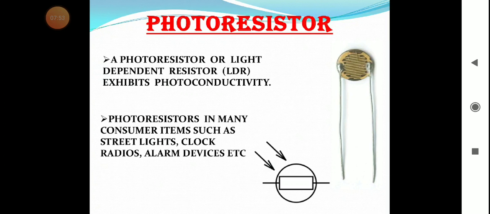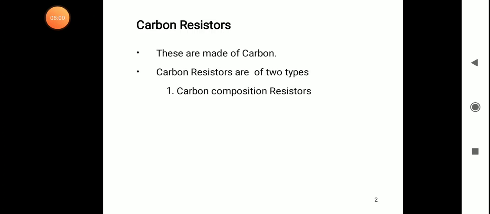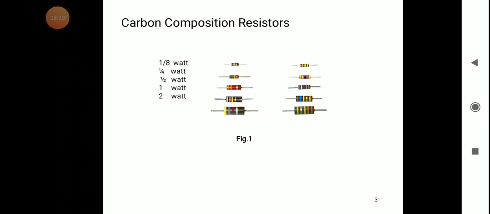Now we try to compare these resistors one with another. So now in detail we discuss the carbon resistors. The carbon resistors are made of carbon. The carbon resistors are of two types: carbon composition resistors and carbon film resistors. We already discussed this. Carbon composition resistor, you can see the appearance of the resistors in this slide.